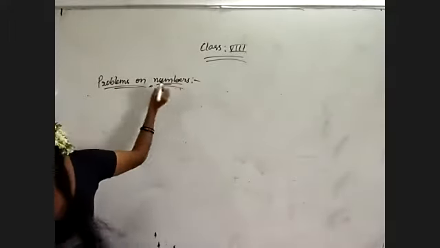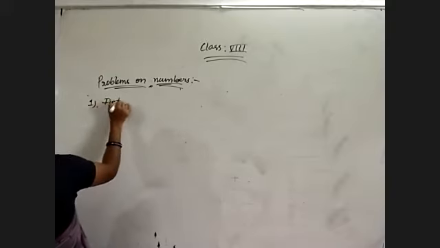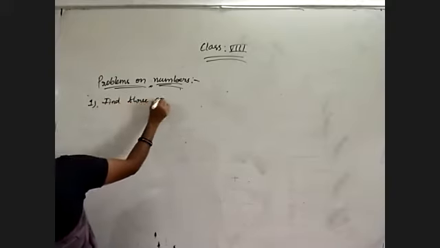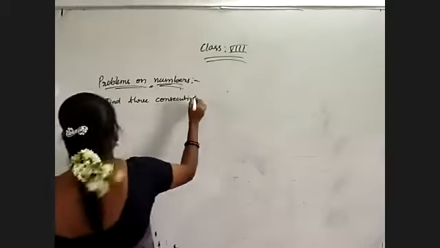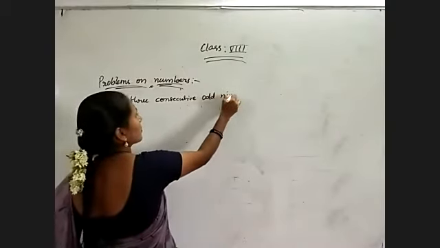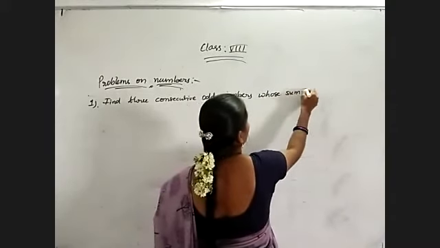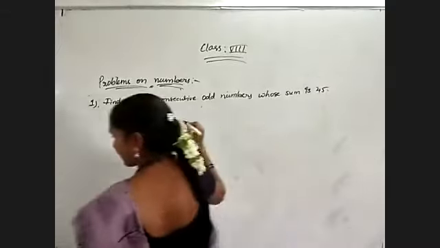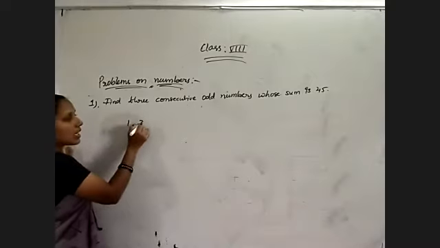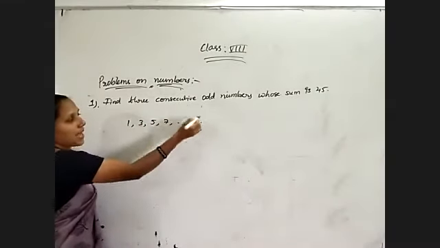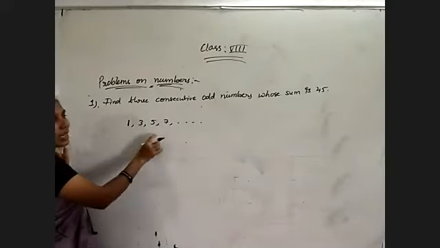How to simplify? My first example is: find three consecutive odd numbers whose sum is 45. See, odd numbers are nothing but 1, 3, 5, 7. This is a pattern for odd numbers, yes or no? Just observe, the numbers which are not divisible by 2, all those are odd numbers.